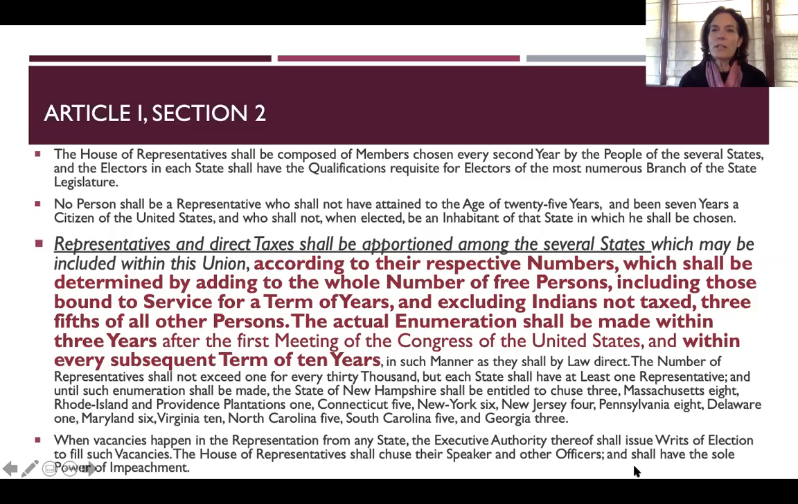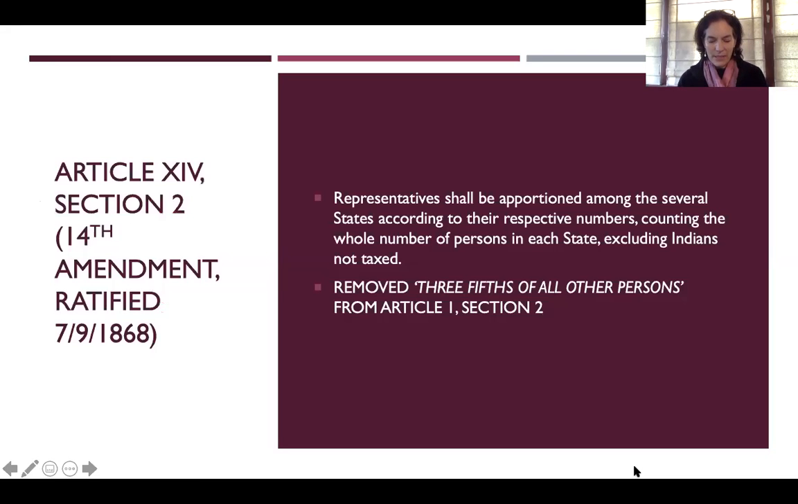The actual enumeration shall be made within 3 years after the first meeting of the Congress of the United States and within every subsequent term of 10 years." Now, this language was subsequently amended after the Civil War in Article 14, where they amended the Section 2, and they changed the wording around persons to exclude the ruling around 3/5 of all other persons following the Civil War. And we will revisit this briefly at the end of my reflection.